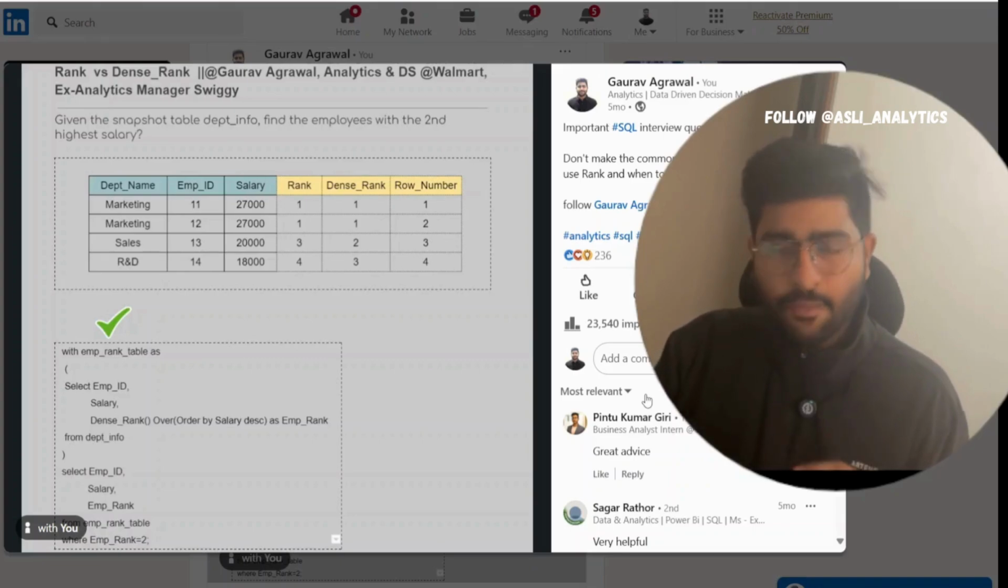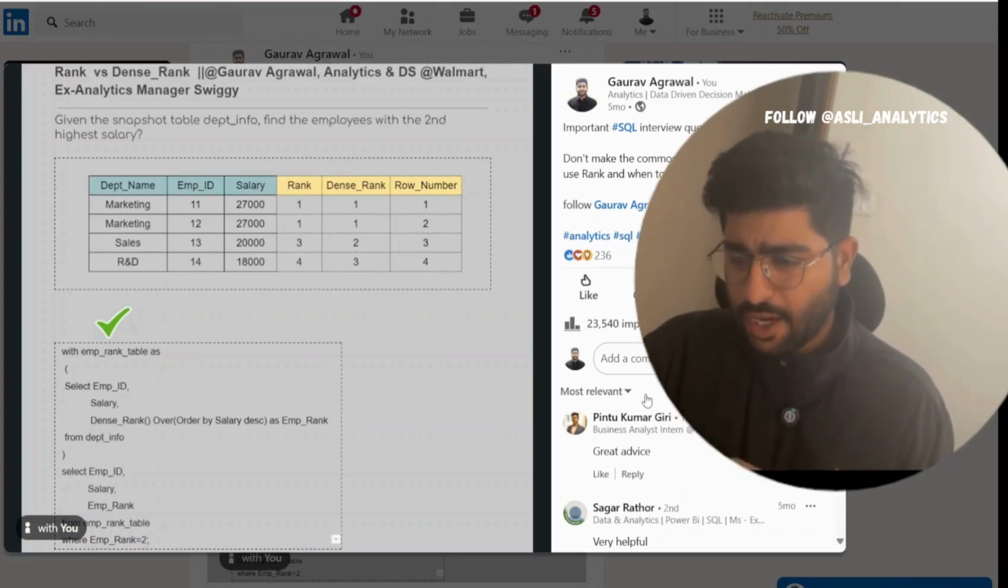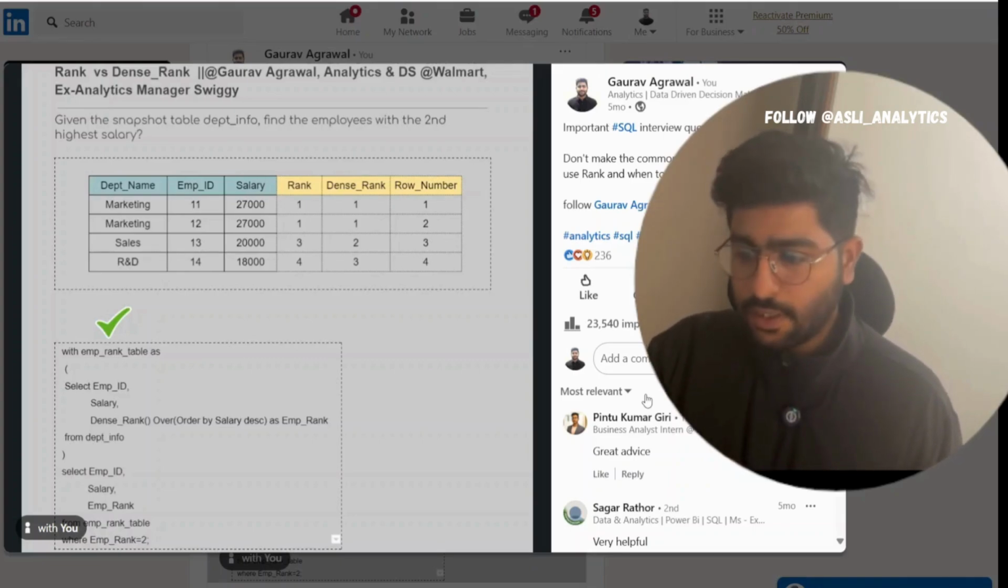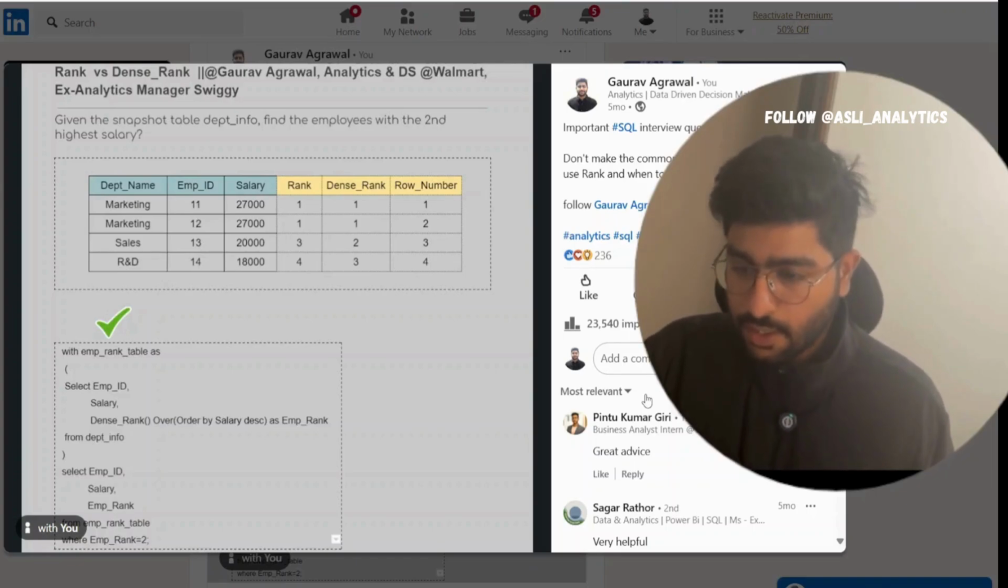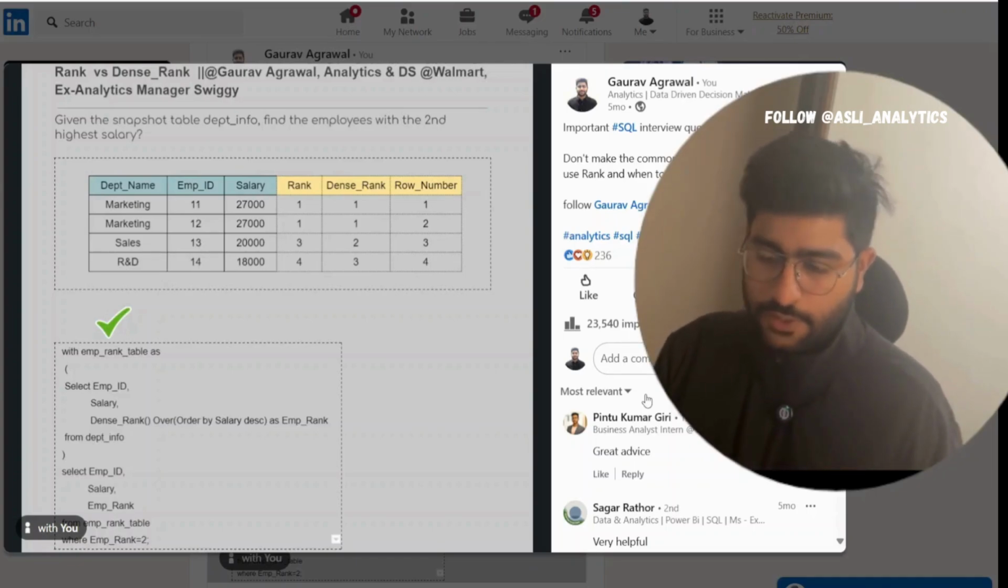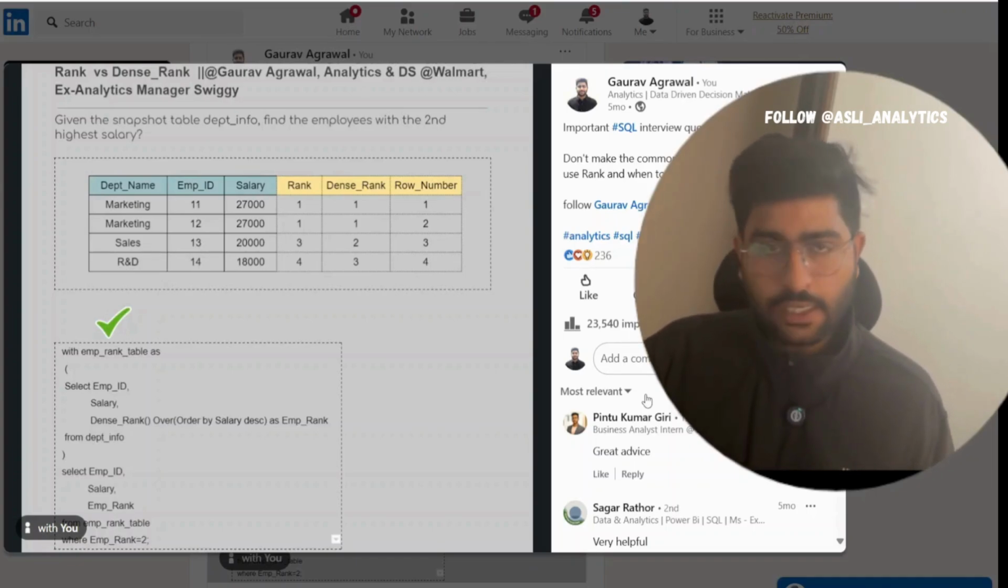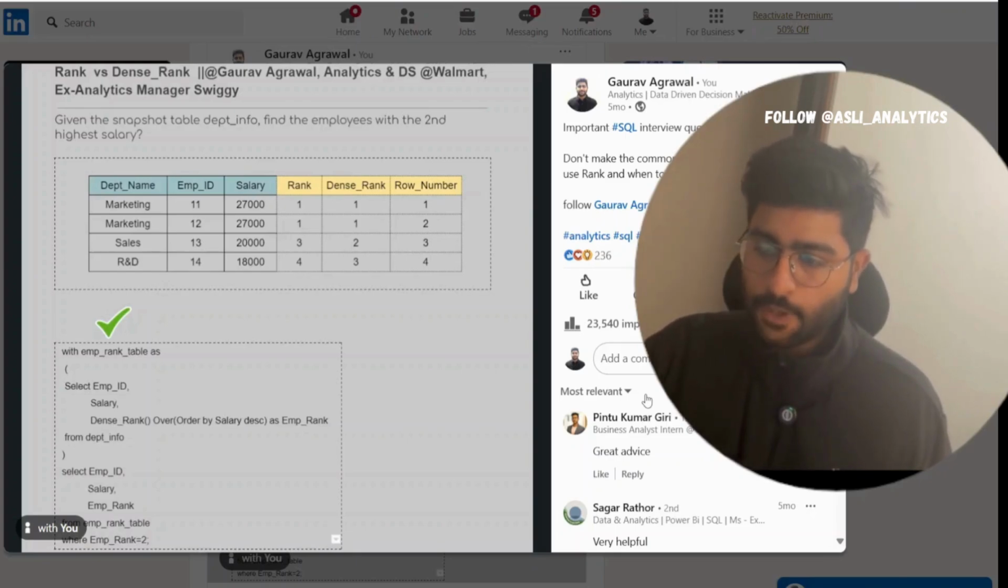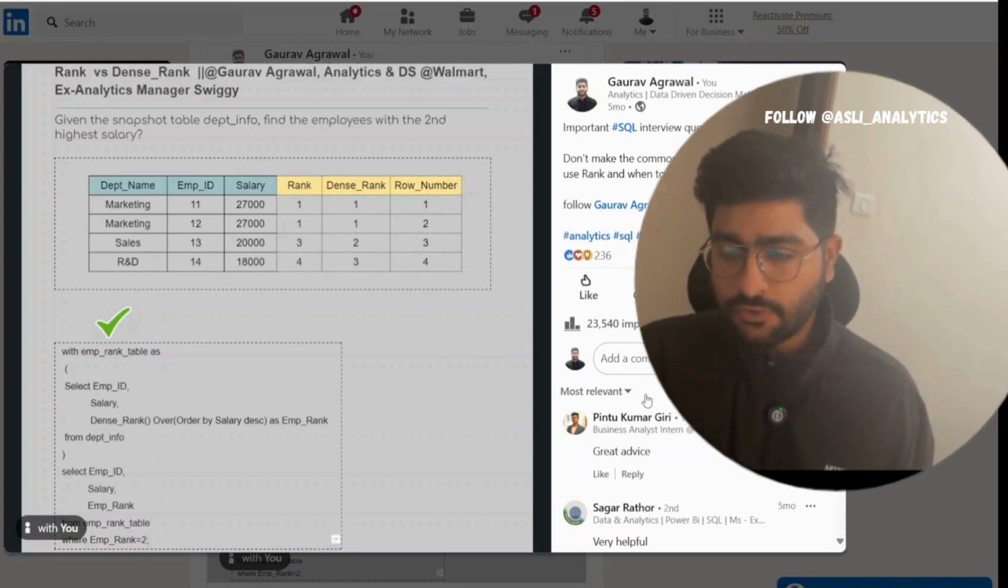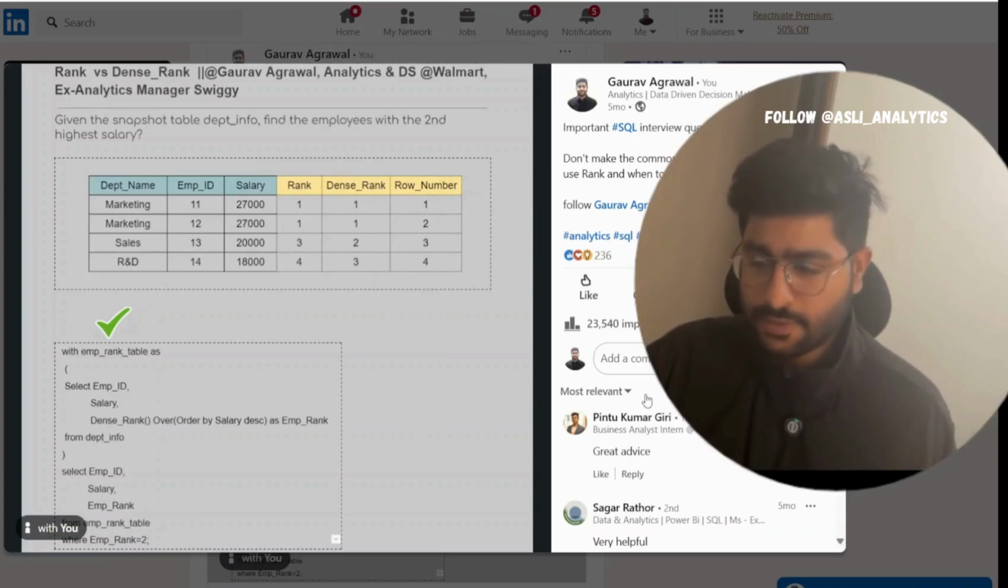So this is a very common interview question that I've asked, and I have seen a lot of students making the same mistake again and again. So let's first see what is the question. The question is quite simple. You are given a table, let's say department info, and all I'm asking is find me the employees with the second highest salary. As simple as that, right?